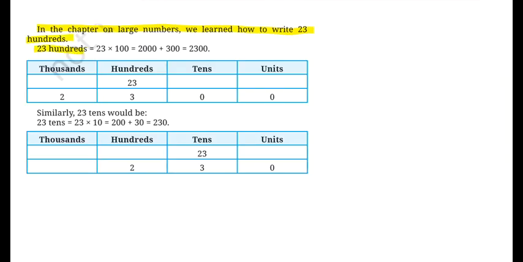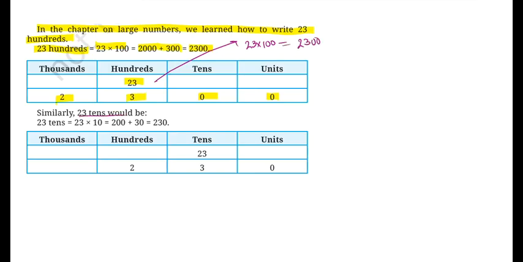In this chapter on large numbers, we learned how to write 2300. So 23 hundredths would be 23 into 100, right? Which is 2000 plus 300, which is 2300. Now, how would we represent it in the form of table? So 2 is at the thousands place, 3 is at the hundreds place, and 0 are at the tens place and units place. Now, आप इसकी 100 places पे अगर लिखना चाहोगे, so can we write 23 at the hundreds place? What would that mean? आप इसको 23 into 100 करोगे, right? So it will again become 2300.